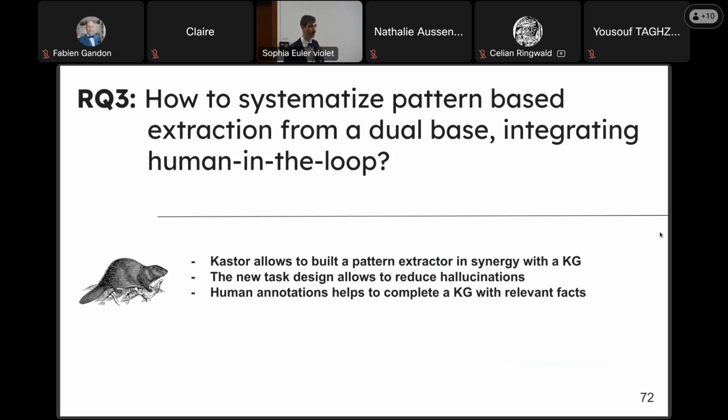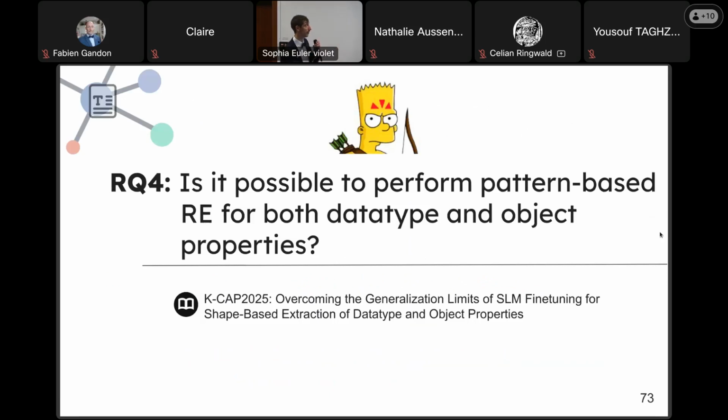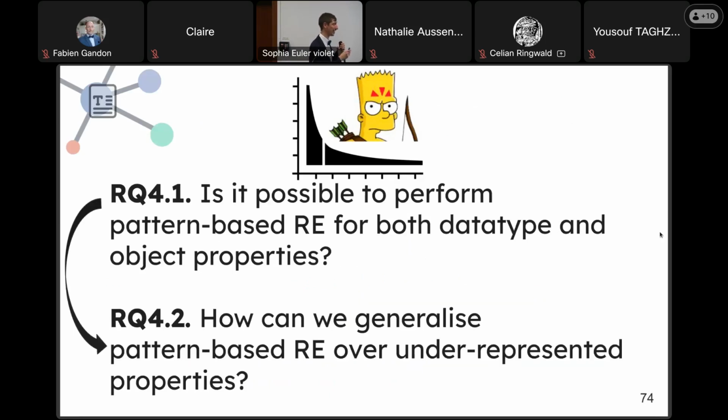So let's now try to cover all types of properties. For the moment, we only focused on data type properties. It is now the moment to extract object properties, which led to our third research question. This third work was presented last week in KCAP. And when we came to address this research question, it naturally opened up a broader challenge: how can we generalize pattern-based relation extraction over underrepresented properties?